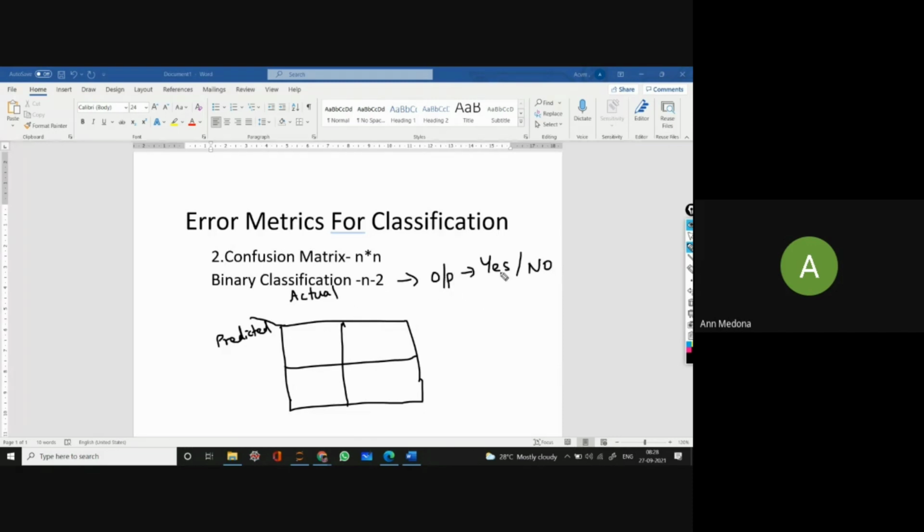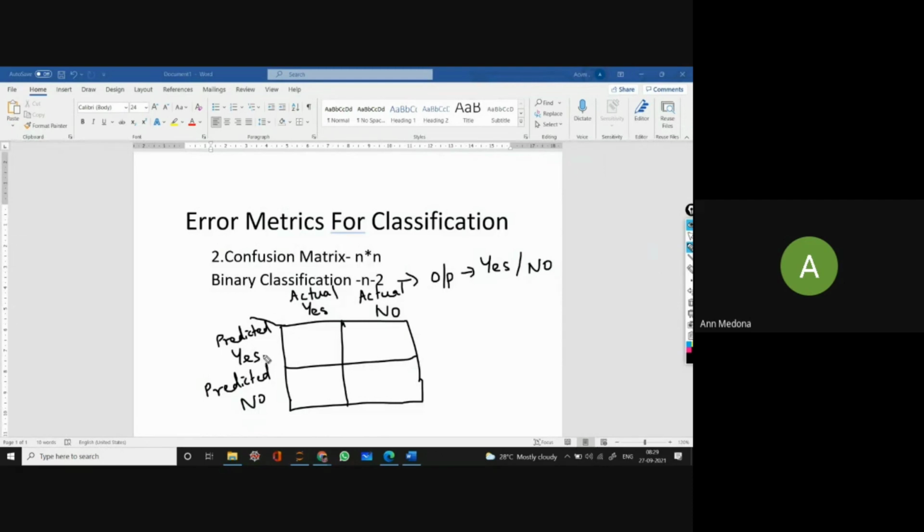My output is having two categories, either yes or no. So now, my training example may have the actual output as yes, or it may have the actual output as no. My model may provide the predicted output as yes, and my model may provide the predicted output as no. So these are the possibilities, right? Since I'm using binary classification, in the training example I may have the output as yes or no, that is nothing but actual values.